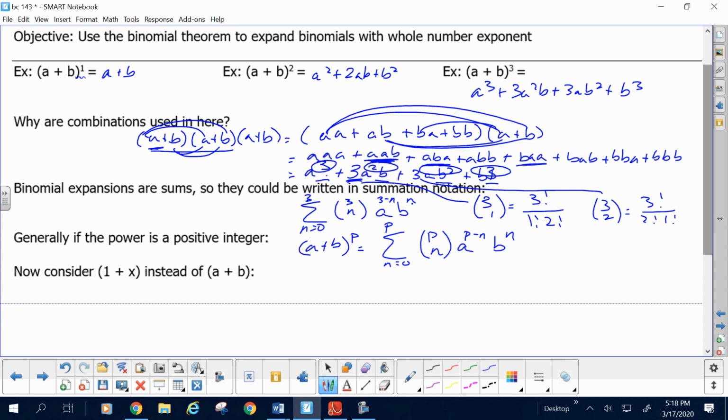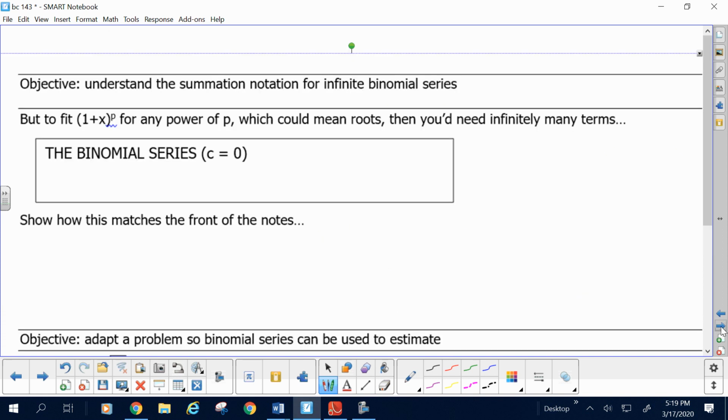If instead I looked at it as 1 plus x, then it would be more like 1 plus x to a power. And instead of a, you'd just have a 1 and x to the n instead of b, and p choose n here, yeah? Simplest possible form. P choose n, x to the n. Now it's starting to look like a Taylor series. All right. Well then, here we go.